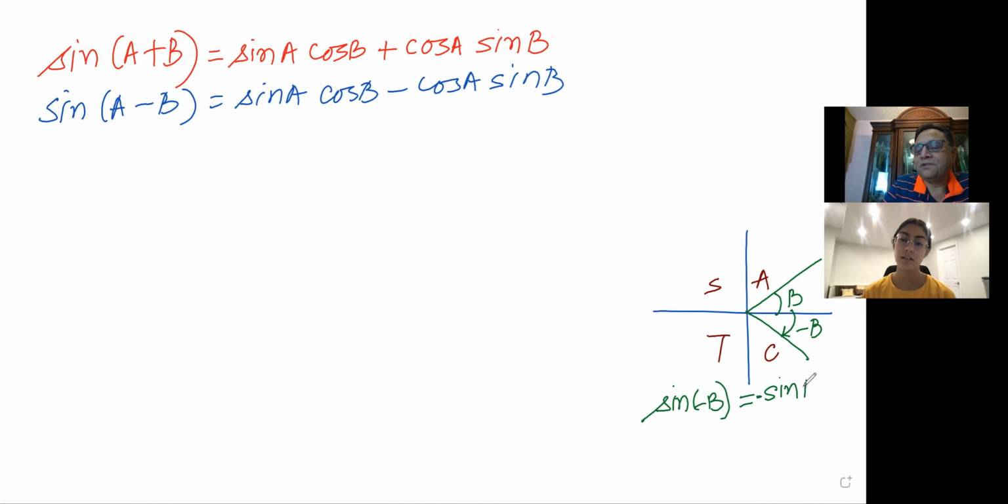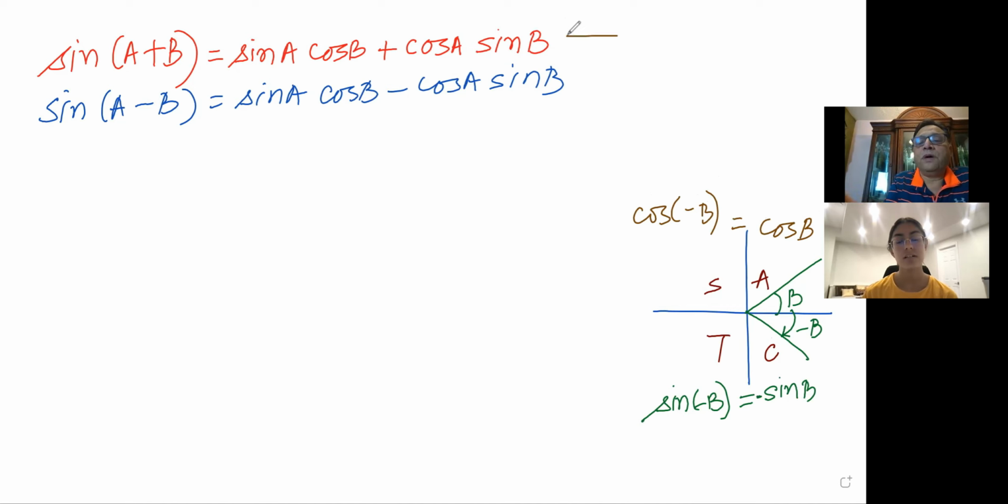Do you understand? Because you are in quadrant 4. Sine is basically an odd function, so sine of minus b is not the same thing; it is minus of sine b. However, if I use cos minus b, because cos is positive in quadrant 4, it has to be cos b. Look at it: the only change is that the b has become minus.